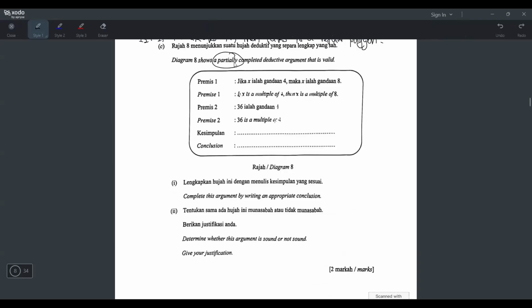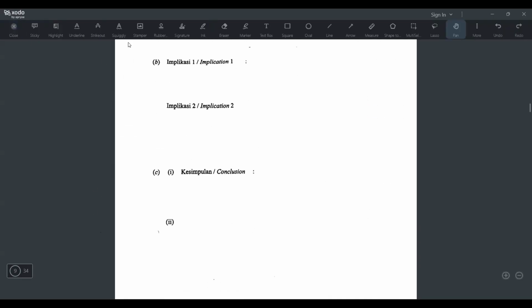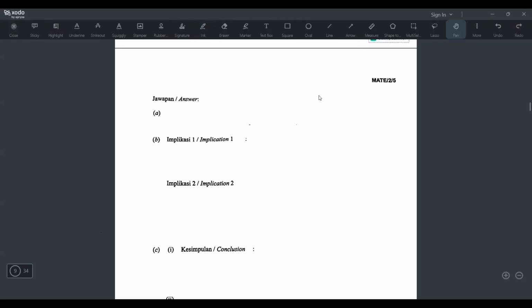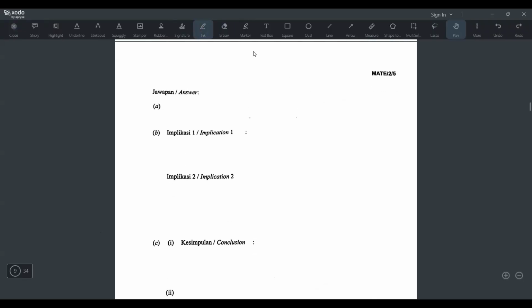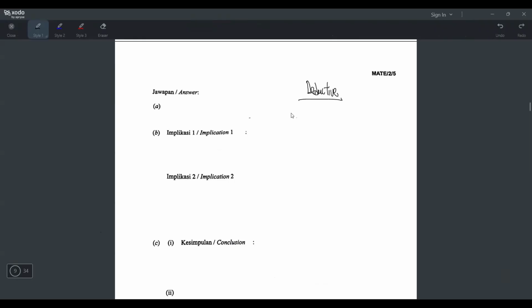Diagram 8 shows a partially completed deductive argument that is valid. So what is a valid deductive argument? It has 3 forms, right? Okay, I need space here. I'll write it down here: valid deductive argument. So we have 3 forms: form number 1, form number 2, form number 3.